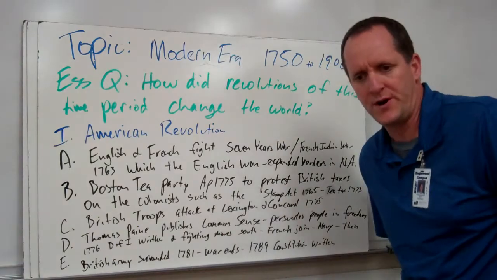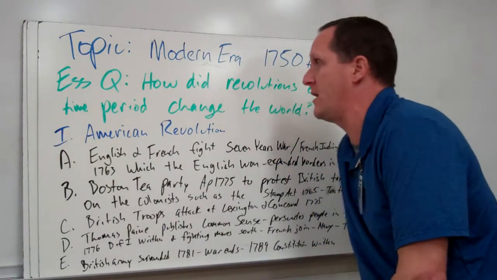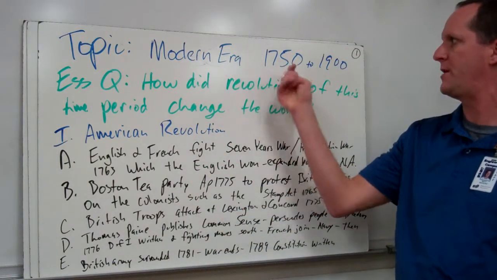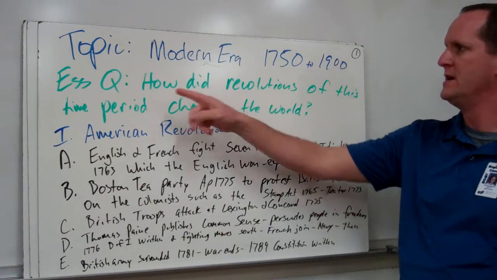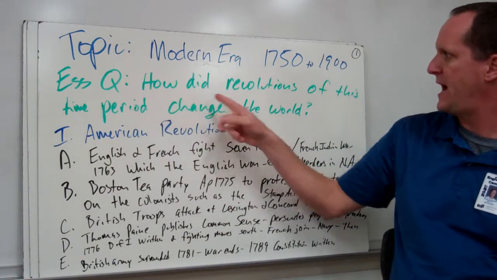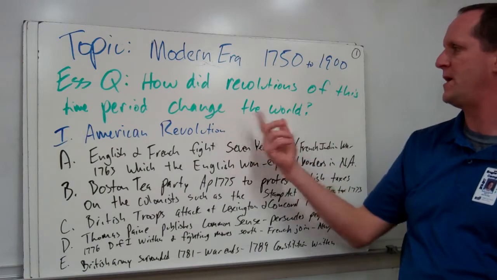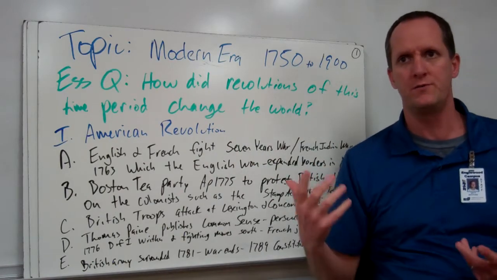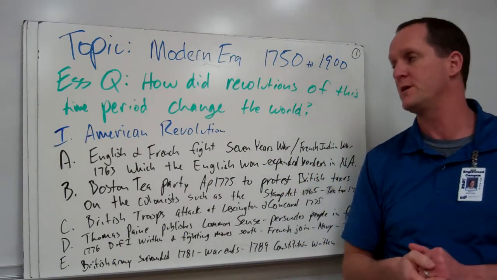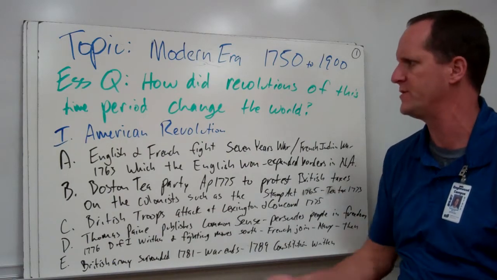All right, class, let's get going with our first boards from the modern era. So our topic here is the modern era, 1750 to 1900. Our essential question: how did the revolutions of this time period change the world? So the two revolutions that I'm talking about in particular are the American Revolution and the French Revolution.